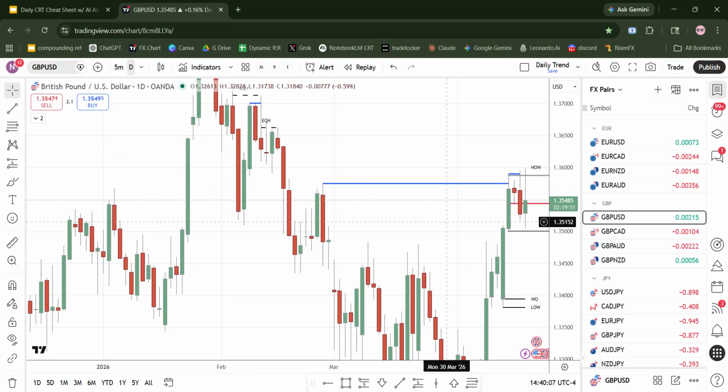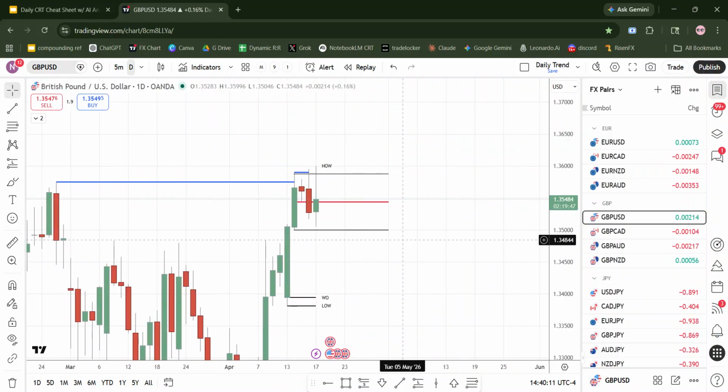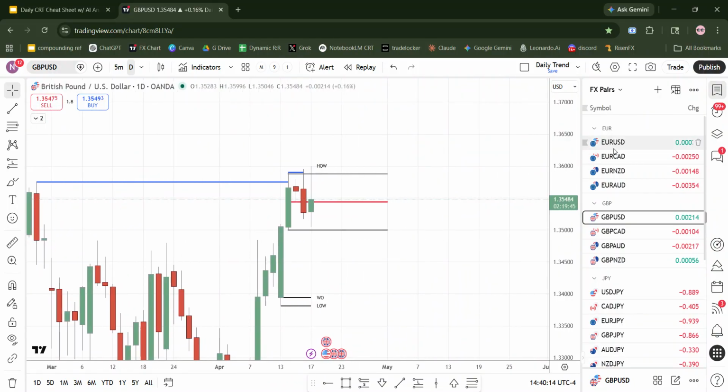So let's go through this. Today is Friday. It's 2:40. I think price is pretty much done all it's going to do for the most part. So let's start real quick at Euro Dollar.